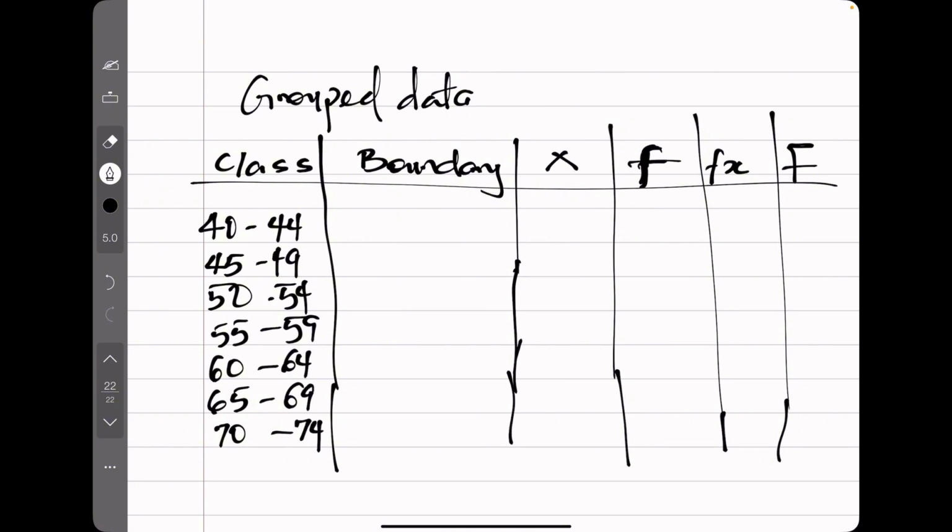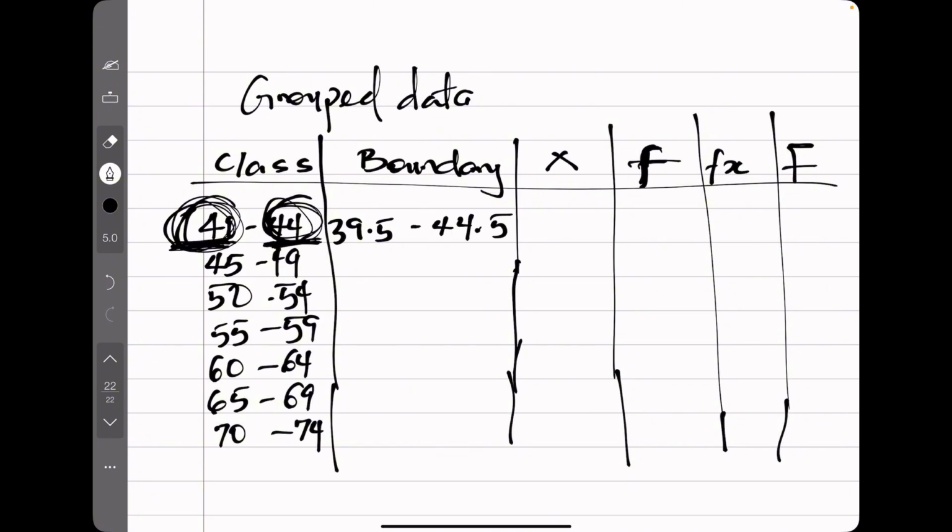So to get the class boundary, we subtract 0.5 from the lower class limit and add 0.5 to the upper class limit. The upper class limit is 44 and the lower class limit is 40. So you subtract 0.5 from 40 and add 0.5 to 44. To get the boundary for this, what you have is 39.5 and 44.5.